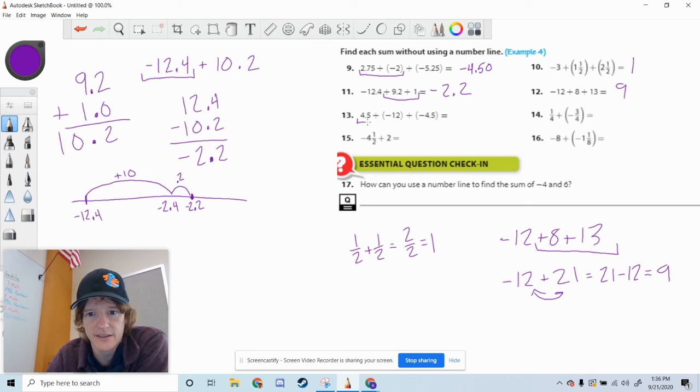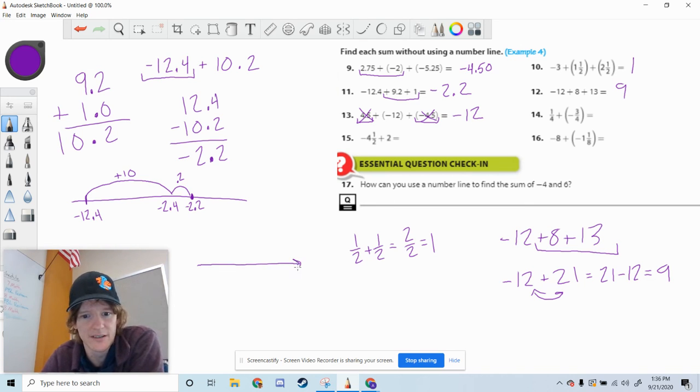For this one, I can see a 4.5 and I see a negative 4.5. If I combine those, what do we get? Nothing, right? Our answer here is negative 12. I like that one.